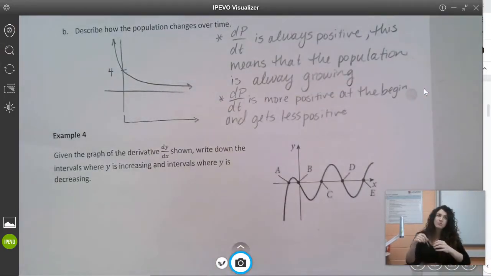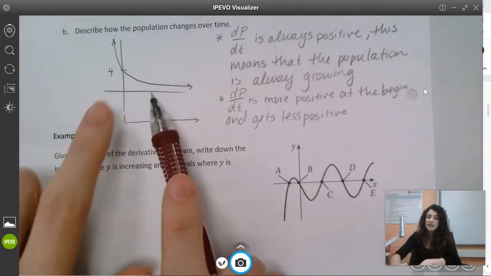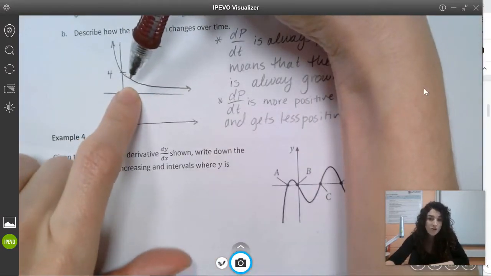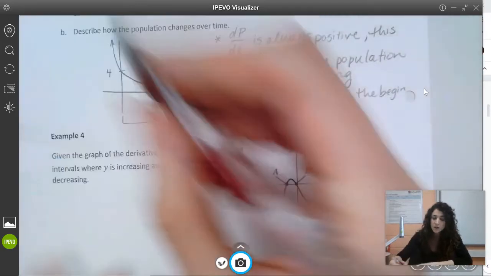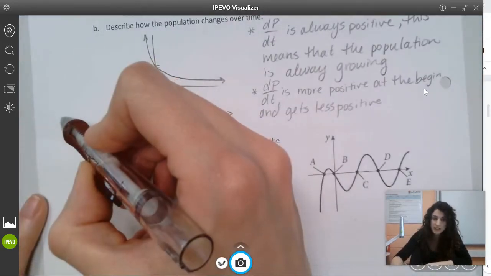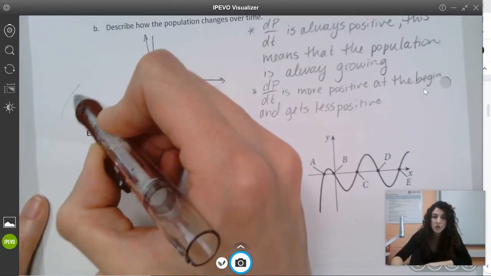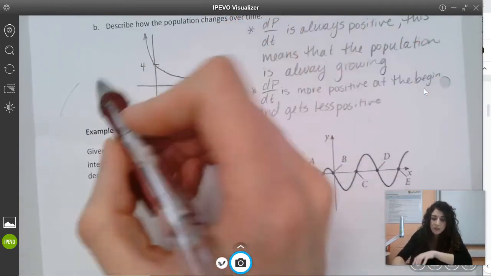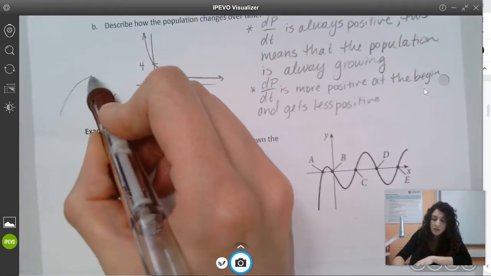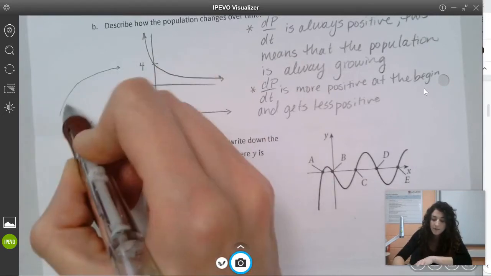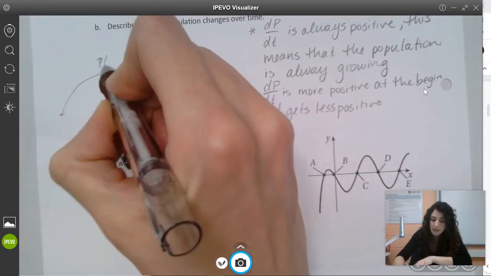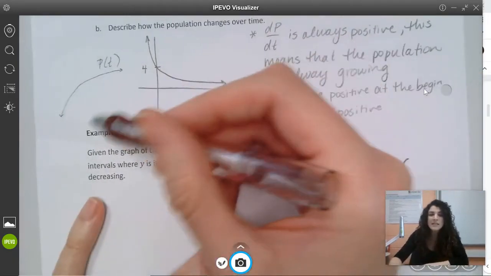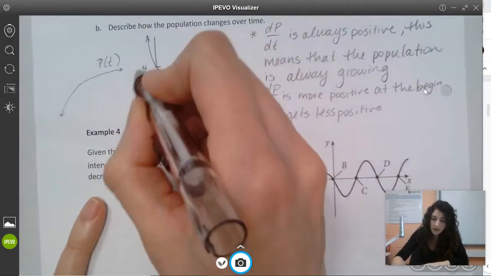The reason why, or not the reason, but what it means when it's getting less positive is that your rate of change was the largest at the beginning. So maybe your original function looked like this, where it was the largest jump at the beginning. And then it's still positive, so it's still growing, but eventually it starts to taper off. So this could be P of t as opposed to dP/dt. So that's kind of the idea of what's going on here.